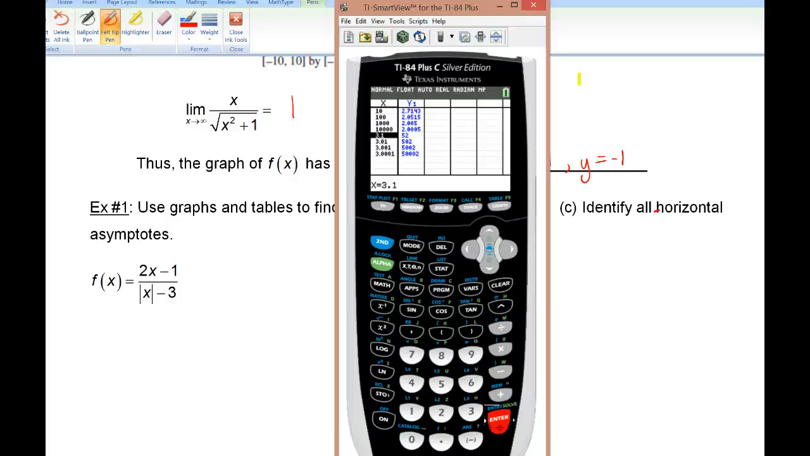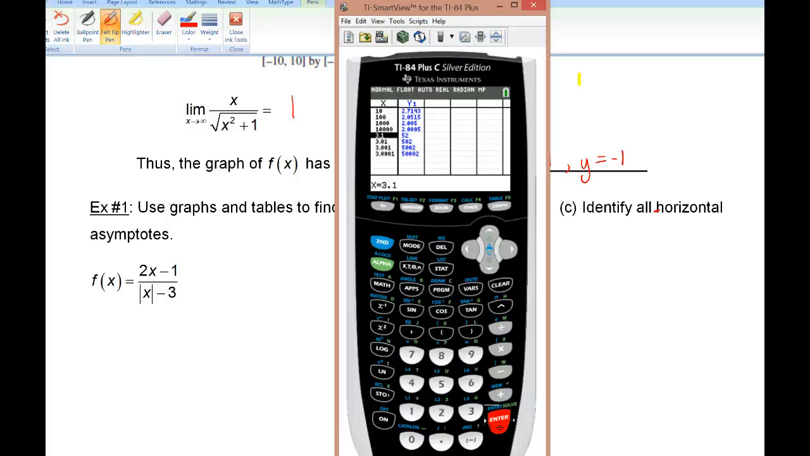Okay, what am I plugging in now? You want to plug in big numbers. Go to second, table set, and change the independent variable to ask, because then you can plug in whatever numbers you want. Did we get that? Yes, 2 and negative 2.